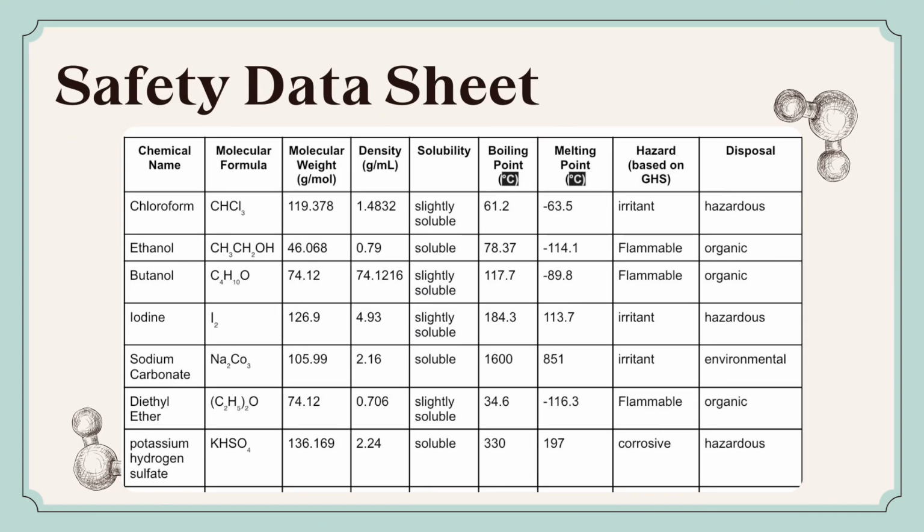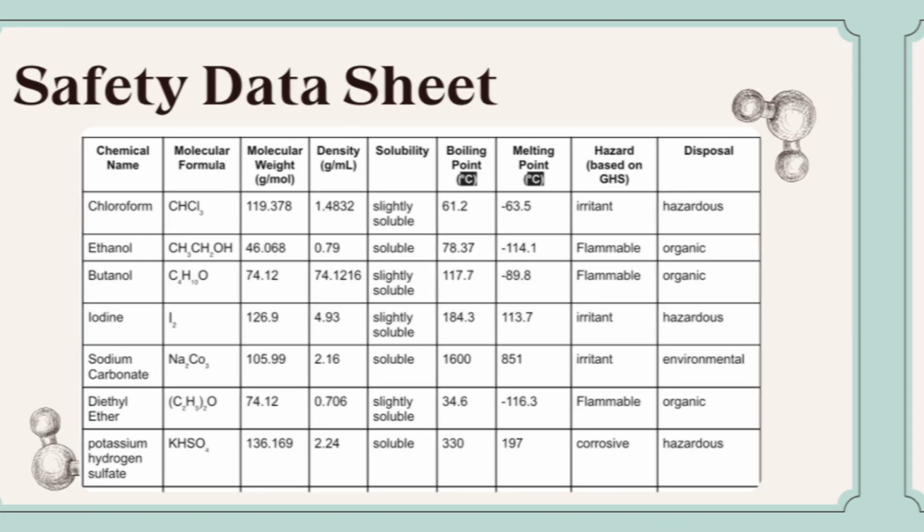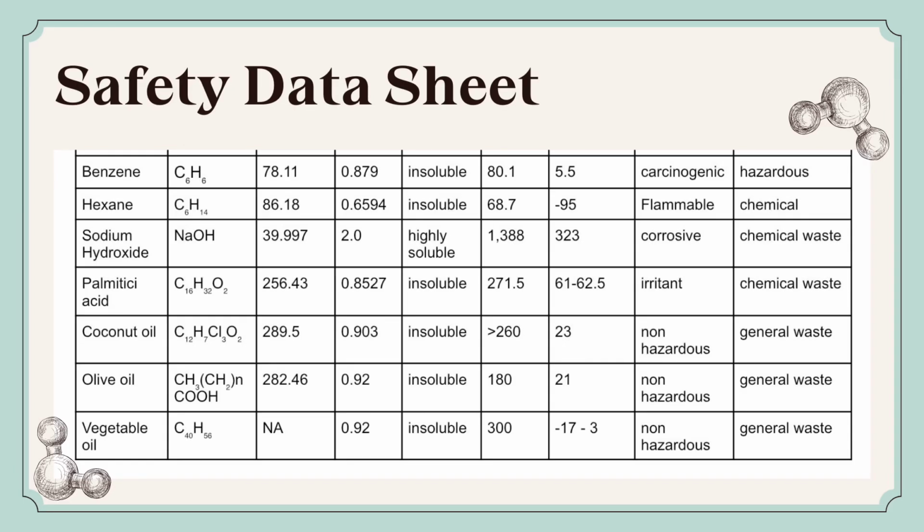For our STS, we have at least 14 reagents for experiment 4 in lipids. These are chloroform, ethanol, butanol, iodine, sodium carbonate, diethyl ether, potassium hydrogen sulfate, benzene, hexane, sodium hydroxide, palmitic acid, coconut oil, olive oil, and vegetable oil.